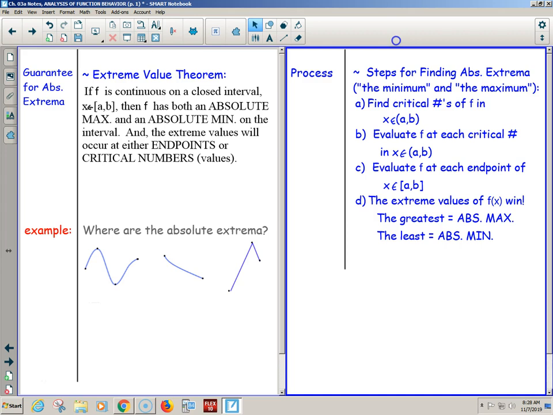Guys, skip a line underneath that: extreme value theorem. Oh my goodness, we have the intermediate value theorem, we have the mean value theorem, and now we have extreme value.